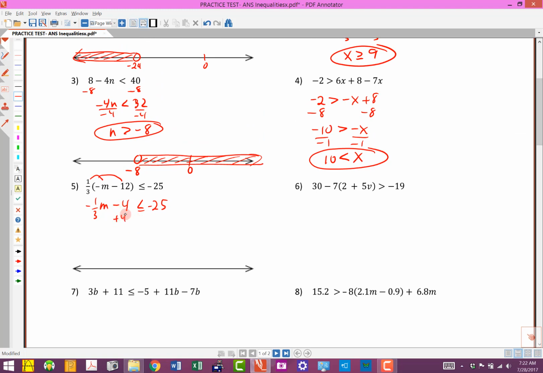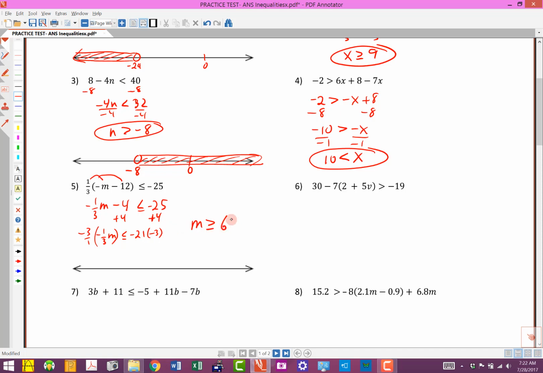So we're going to add 4 to both sides. And let's see here. So we get negative 1/3 m less than or equal to negative 21. And then we've got a fraction in front of the variable, so we're going to multiply by the reciprocal, so that's going to be negative 3 over 1, or just negative 3. The negatives are going to cancel, the 3's are going to cancel, so we end up with m on this side. We're multiplying by a negative, so we have to switch the direction of the inequality.